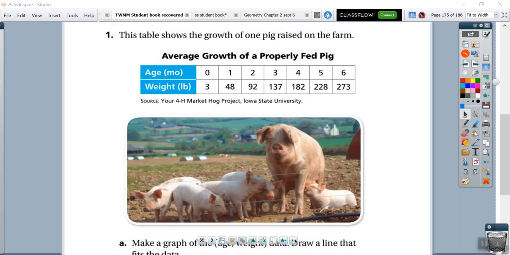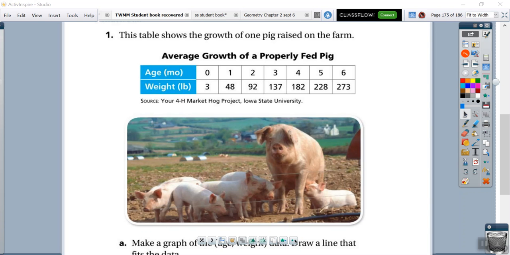All right, so we're going to take a look at "Looking Back" from Thinking with Mathematical Models, and we're going to be examining what we've learned about linear and inverse variations. And we're going to start by going to the farm.